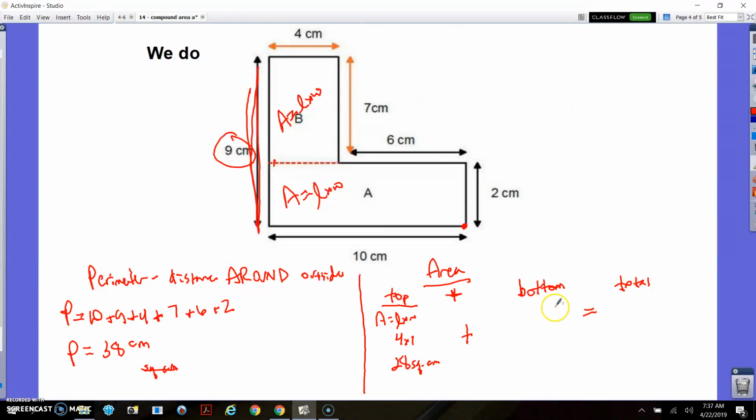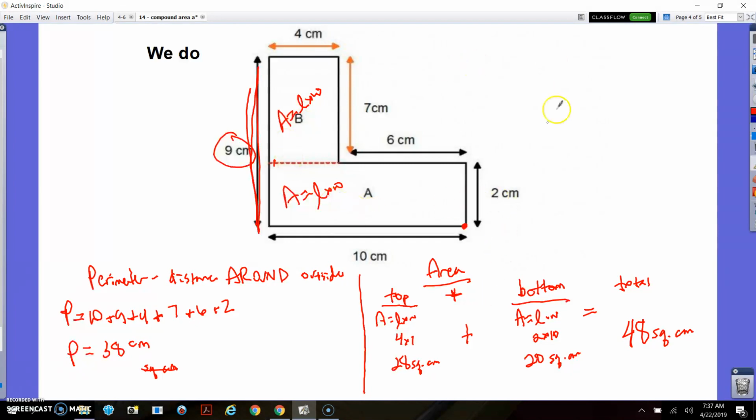And then we're going to add to that the bottom. The bottom is a 10 by 2. Again, not the 9. The 9 is over here. This rectangle is a 2 by 10 rectangle. So area equals length times width, which is 2 times 10, which is 20 square centimeters. And there you go. Add my top area and my bottom area, and the whole thing is 48 square centimeters.